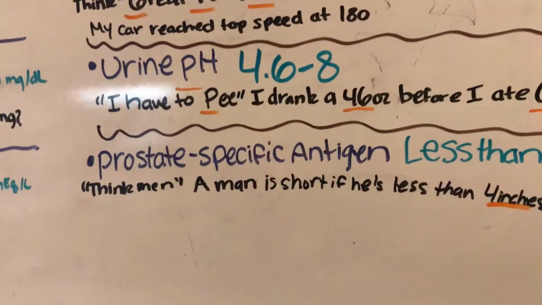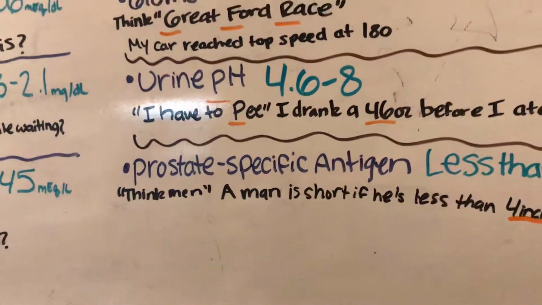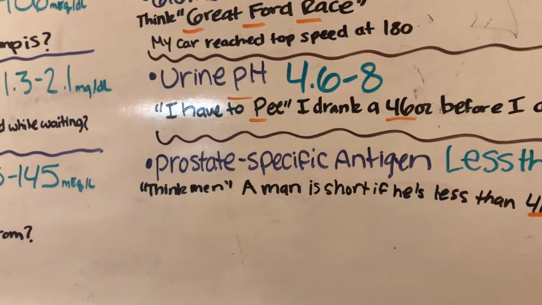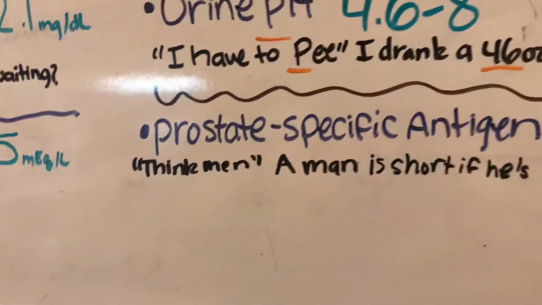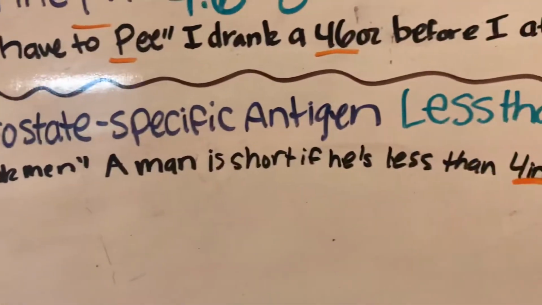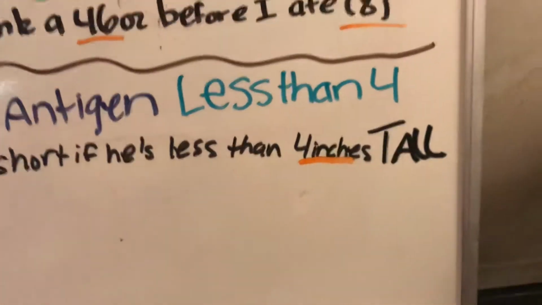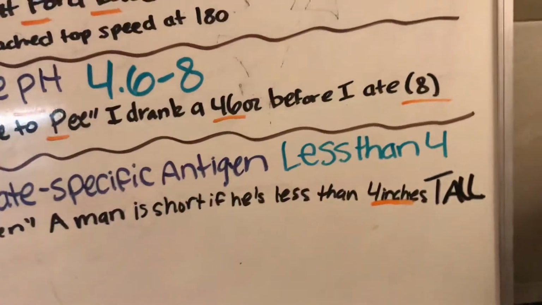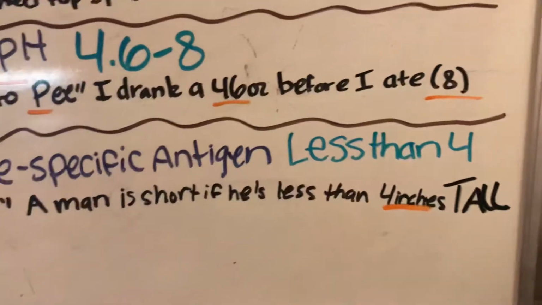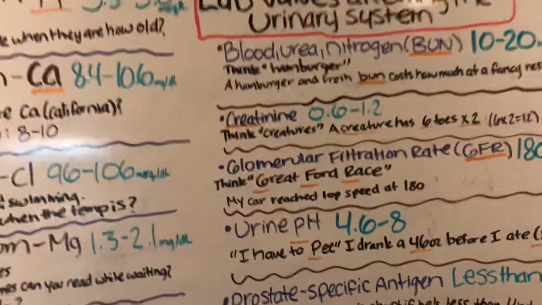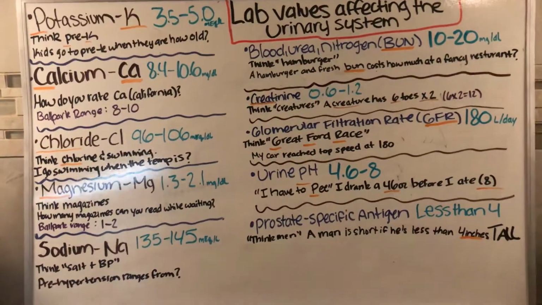Then we have the prostate specific antigen. And this is a test that measures the prostate in males. So I think of a man. I think a man is short if he's less than 4 inches tall. Don't be dirty. Okay, so you remember that your prostate specific antigen is less than 4. So again, that's some fun ways to learn your lab values affecting the urinary system.